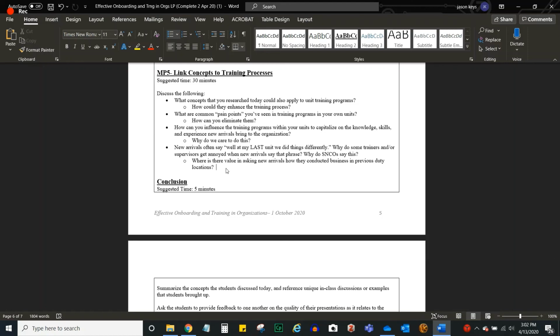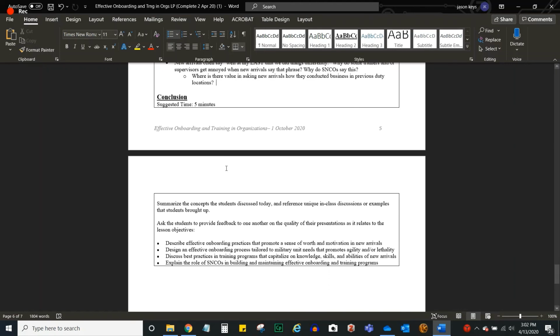Why do we shirk away from that? Why are we not thinking to ourselves, wow, they keep talking about their last unit. Maybe their last unit did something really right and we can learn from them and gain best practices. And so just a conversation piece to have as far as onboarding and training units.